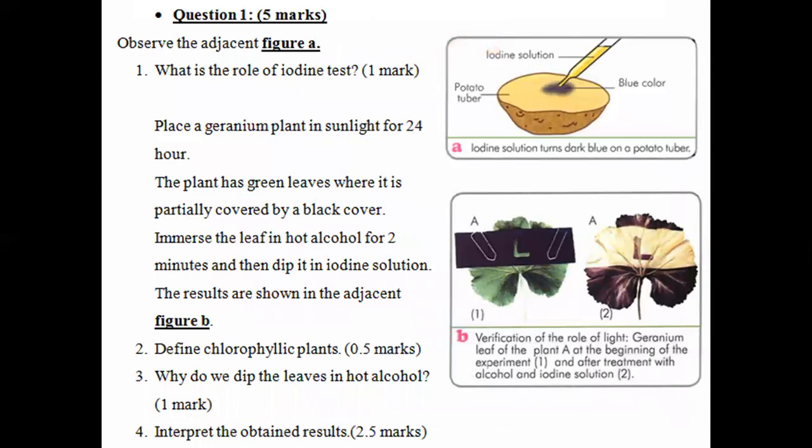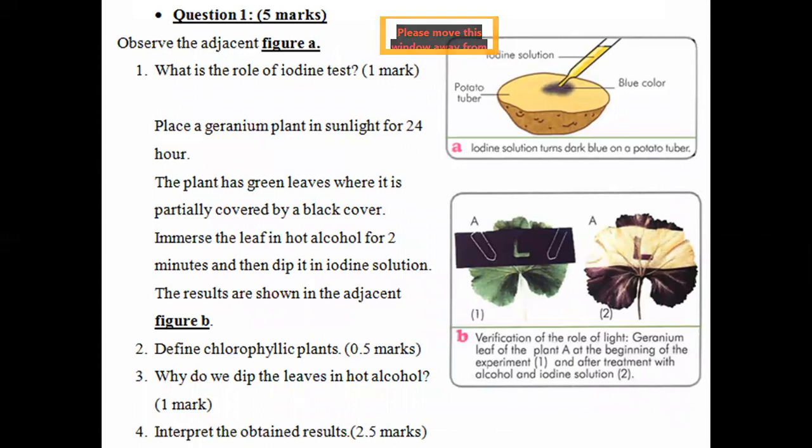Moving on, this is the last week's quiz, week 32. In week 32, we have this quiz. Observe the adjacent figure. What is the role of the iodine test? Already we know the iodine test is done to study the presence of starch. So, if we have starch or not, place a geranium plant in sunlight for 24 hours.